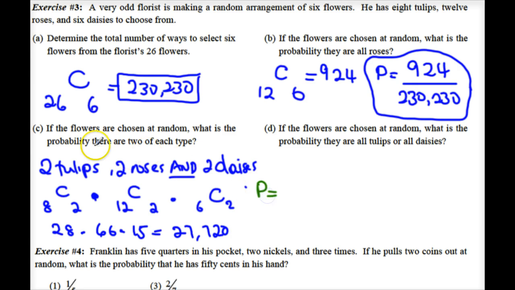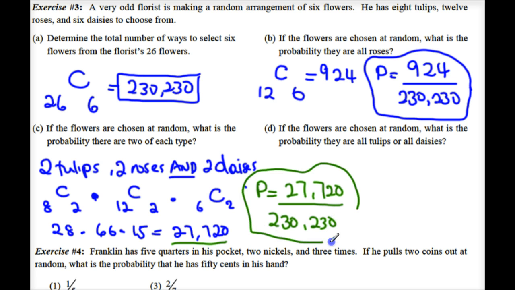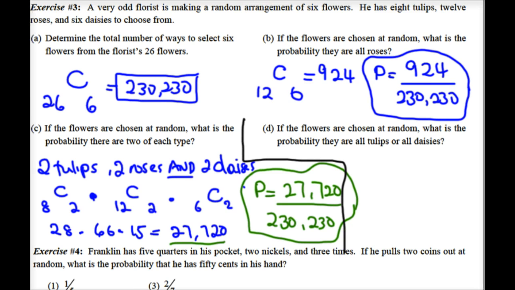Now, let's just switch color because I'm running out of space. The probability that this will happen would be, well, we just calculated the number of ways of getting 2 of each, over the total outcomes, which is what we calculated in part A. And this will be my final answer. Let's just mark that off there so we get some space.